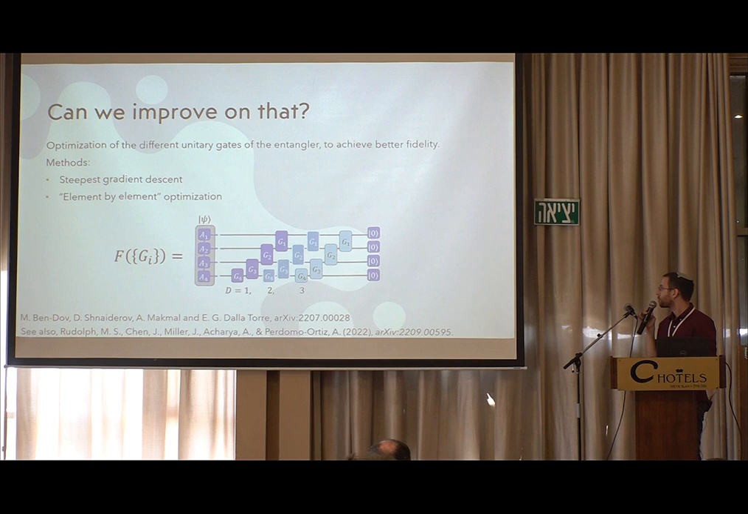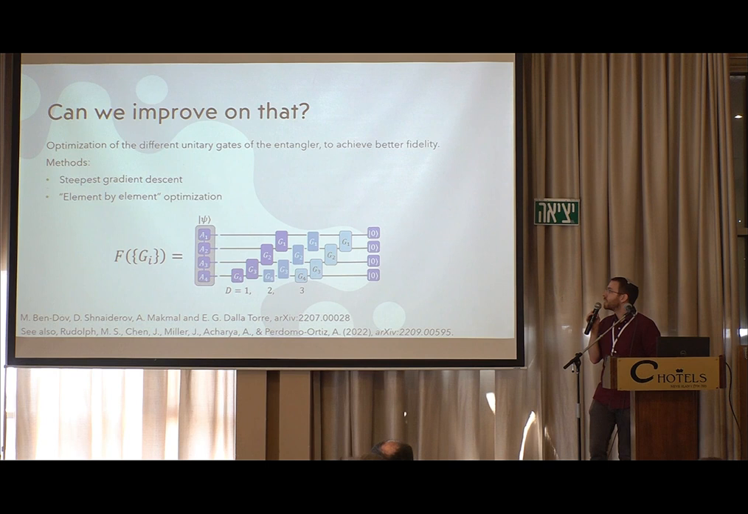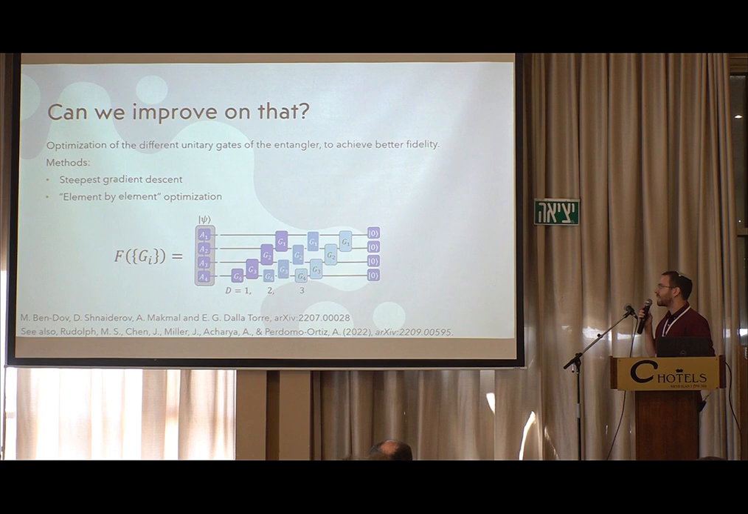And so how to optimize the different gates? There are many methods. We can pick several directions, either by simple gradient descent. We have to make sure that the gates stay unitary, of course. And we picked some other method already, taken from the world of tensor network simulations. It's known as the Evenbly-Vidal, I think, optimization method. So we call it the element-by-element optimization.